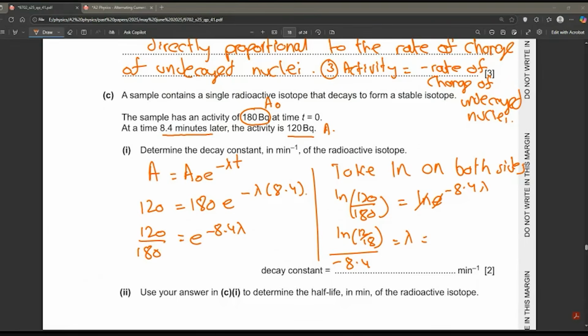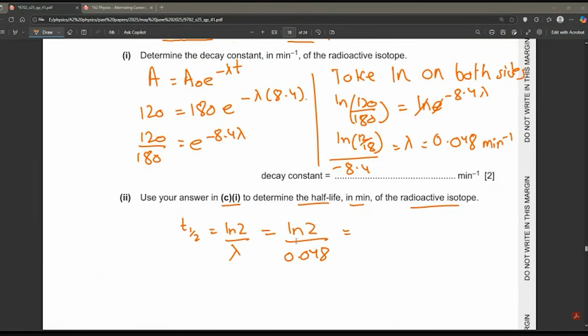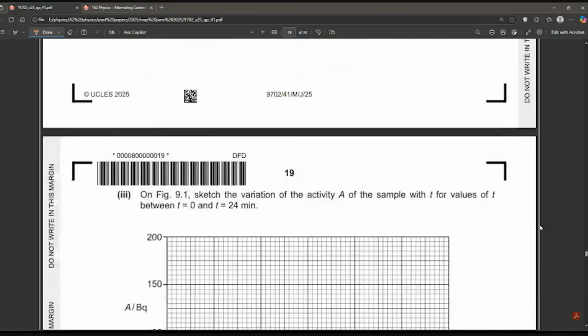What does your value of decay constant come out to be? Decay constant की वैल्यू क्या आ जाती है? 0.048 minute to the minus 1. Use your answer in part C2 to determine the half-life in minutes of the radioactive sample. Half-life का क्या फॉर्मूला होता है बेटा? ln2 divided by the decay constant. ln2 divided by 0.048. Half-life की value comes out to be 14 minutes. Simple. Let's further move ahead.